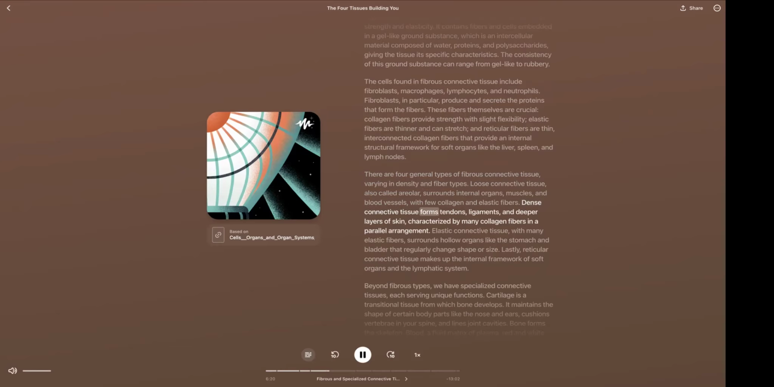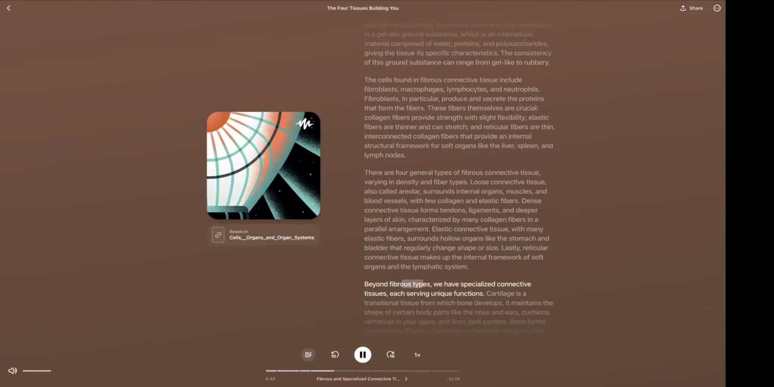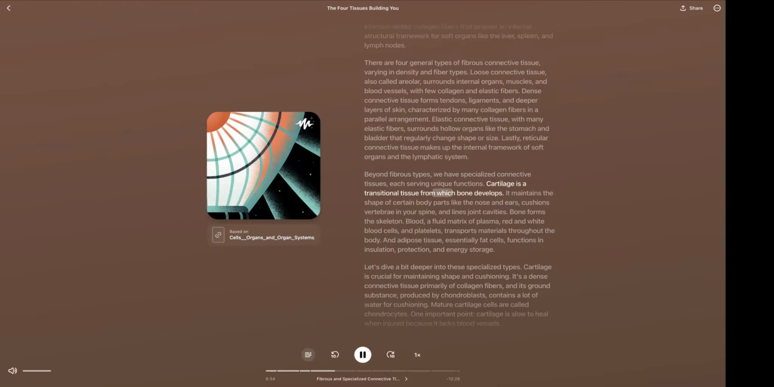Dense connective tissue forms tendons, ligaments, and deeper layers of skin, characterized by many collagen fibers in a parallel arrangement. Elastic connective tissue with many elastic fibers surrounds hollow organs like the stomach and bladder that regularly change shape or size. Lastly, reticular connective tissue makes up the internal framework of soft organs and the lymphatic system. Let's dive a bit deeper into these specialized types.